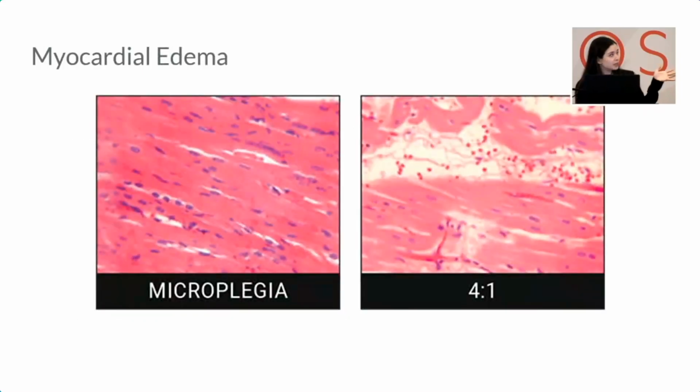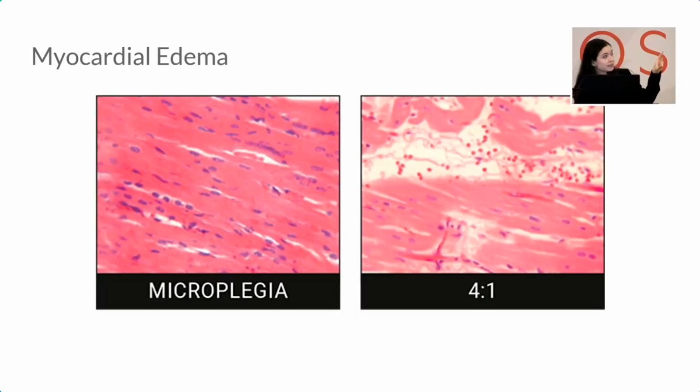As you can see here, we have two slices of myocardium. One has been treated with microplegia, kindly labeled microplegia, and the other one has been treated with 4:1 blood cardioplegia, also kindly labeled 4:1. The biggest difference in these two images is there is more white space on the 4:1 image than there is on the microplegia image. And this is the myocardial edema that we're talking about that negatively impacts contractile myocyte function.